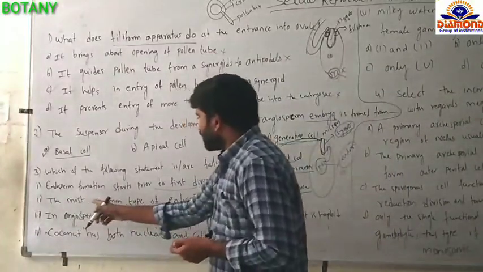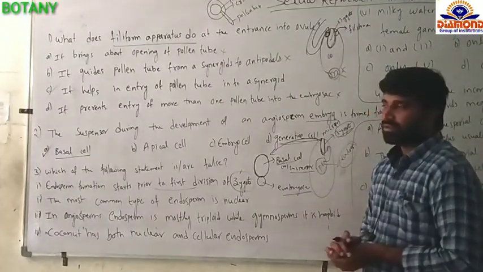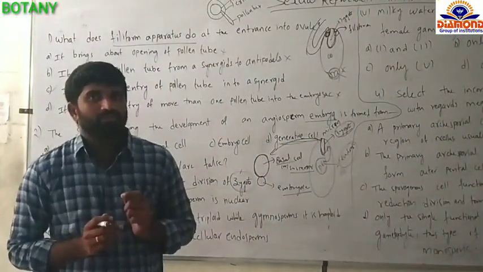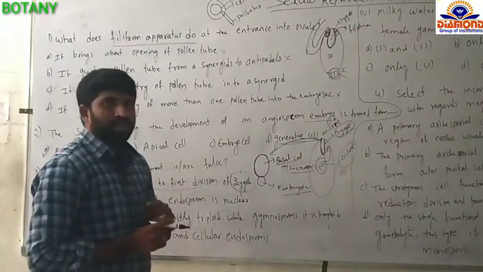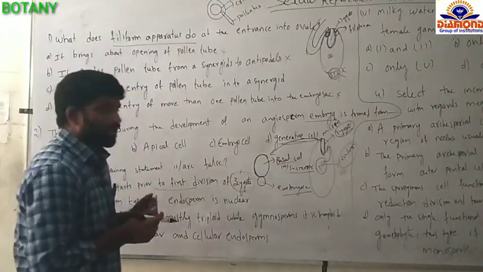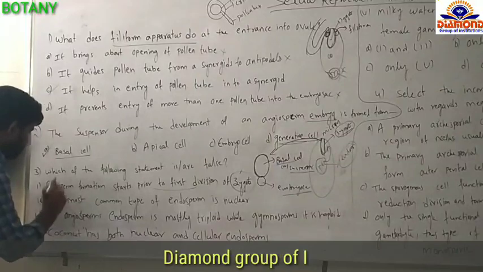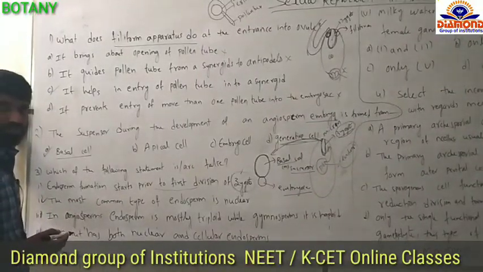And option 2, the most common type of endosperm is nuclear. Endosperm is classified into three types: cellular endosperm, nuclear endosperm and helobial endosperm. Out of these three, the most common type is the nuclear endosperm. So option 2 is also a true statement.